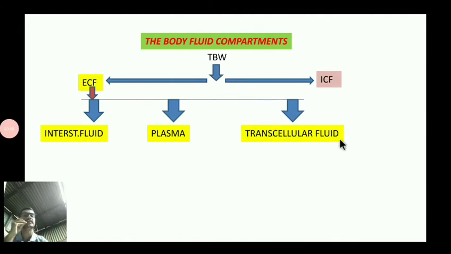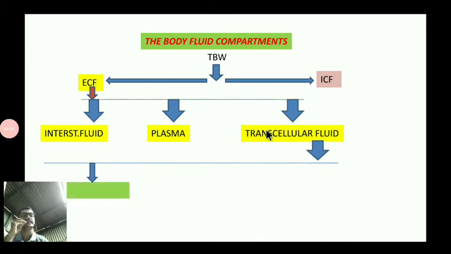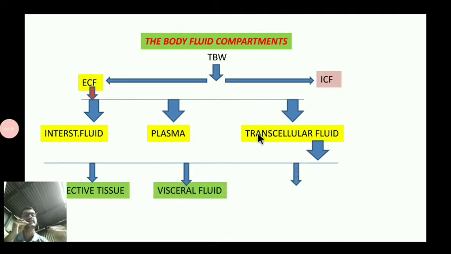We can further divide the transcellular fluid into three types. Among them, the fluid present in the bone is known as the bone fluid, the fluid present in the viscera is the visceral fluid, and the fluid present in the connective tissue is known as the connective tissue fluid. This is the total body water present in our body in different forms.